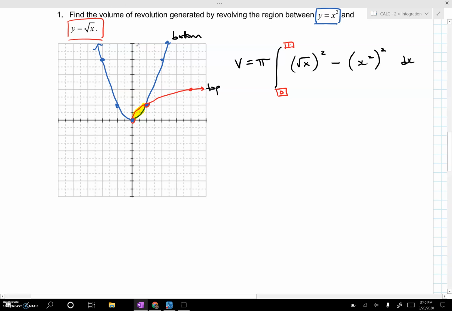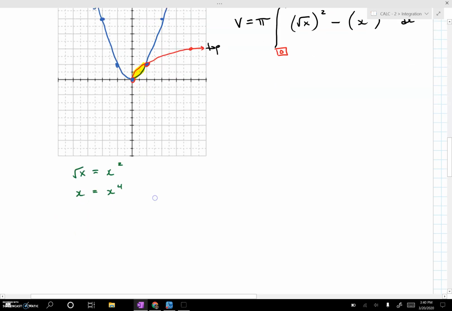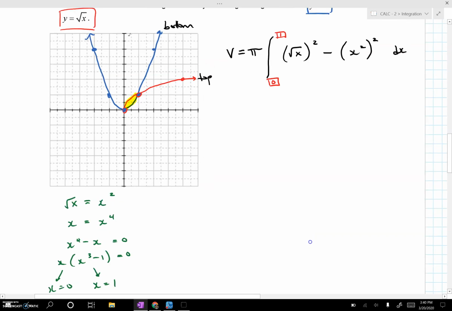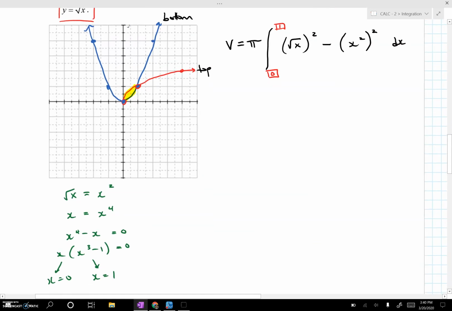Option number 2 is to set the two functions equal to one another. So root x is equal to x squared. I'm going to square both sides, so x is equal to x to the 4. Then x to the 4 minus x is equal to 0. I take out a common factor of x, and here I get x is equal to 0, and here I get x is equal to 1. So even if my drawing is really shoddy, I am able to solve algebraically.